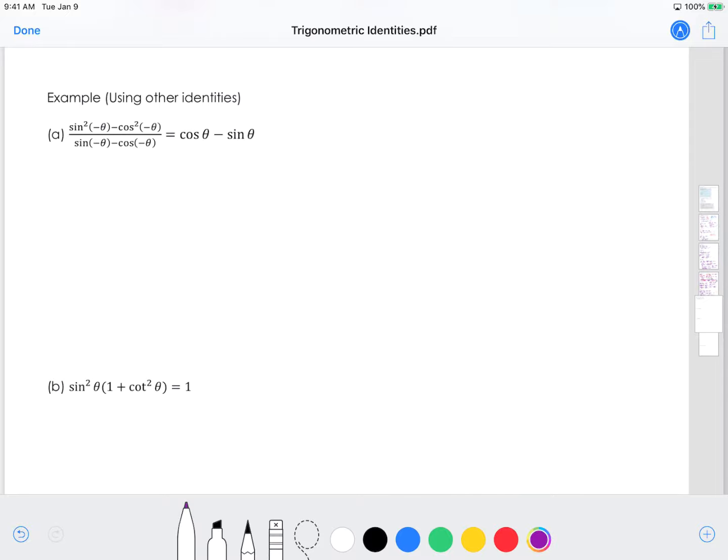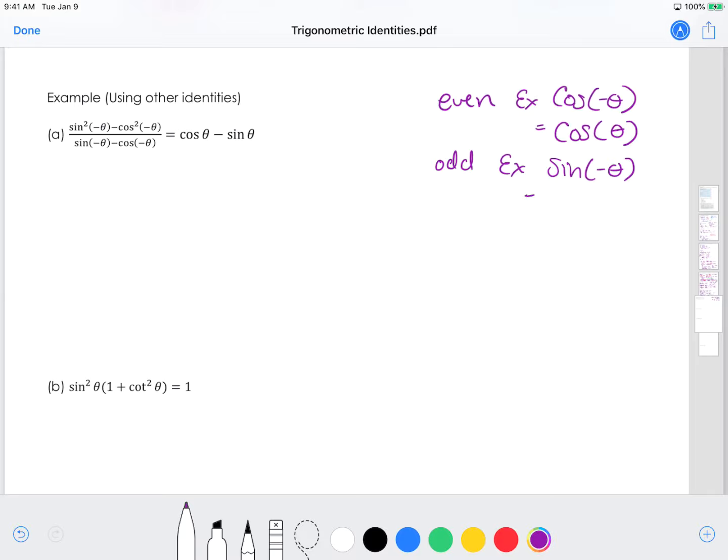Okay, now we're going to use other identities to substitute to prove the trig identity that's given to us. So in this first example, if you notice, we have negative angles. And whenever we're dealing with negative angles, it's really a good idea to think back to our even and odd functions so that we can get rid of those negative angles. So when we have an even function, like cosine, for example, cosine of a negative angle, because it's even, is going to be the same as cosine of just that angle without the negative sign. And when you have odd functions, for example, if you have sine of a negative angle, then that's the same as negative sine of that angle.